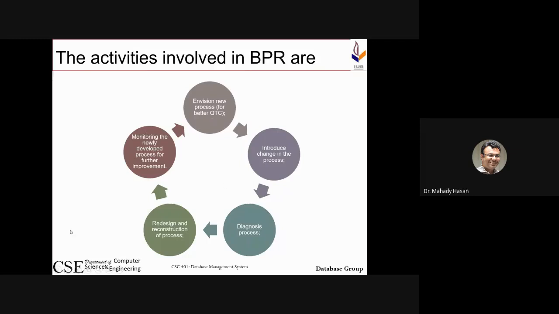So this is a continuous process. Okay, so this is the main activity of BPR. And how do we monitor, how do we find further improvement based on our QTC? We have to always think about our parameters, KPI, the key performance indicators. So we have to measure the output with our KPI, and associated with that, we have to go to the next phase.